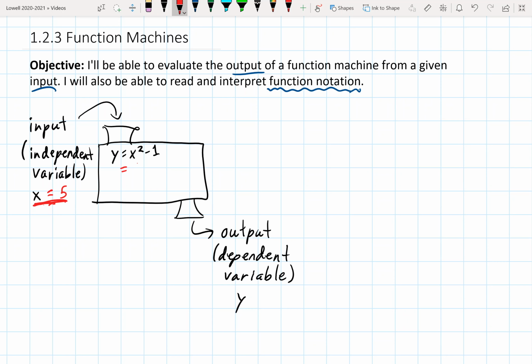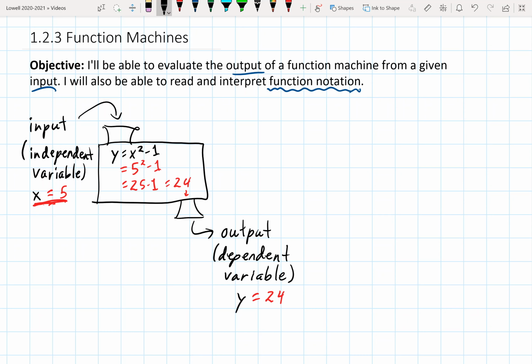And so now this says, hey, 5 squared minus 1. Okay, and just remember to correctly do order of operations. This will say 25 minus 1, which is 24. And this is what goes out. The little elves inside, they push the 24 out. And so the output is y equals 24.